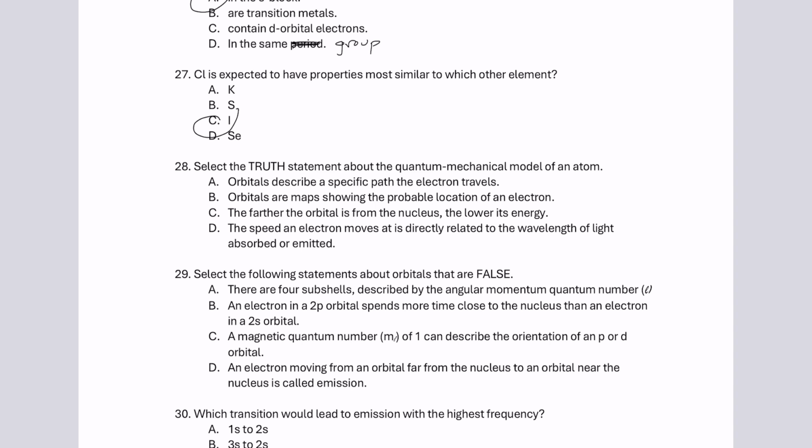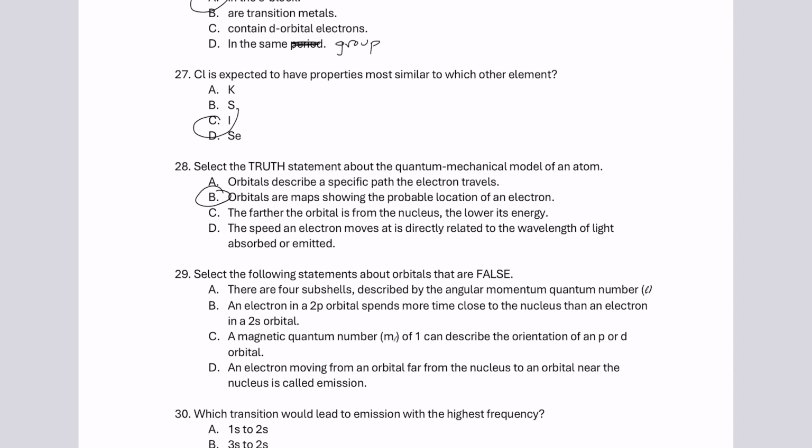A says orbitals describe a specific path the electrons travel. B says orbitals are maps showing the probable location of an electron. C says the farther the orbital is from the nucleus, the lower its energy. And D says the speed an electron moves at is directly related to the wavelength of light absorbed or emitted. The correct statement about the quantum mechanical model of the atom is going to be B.